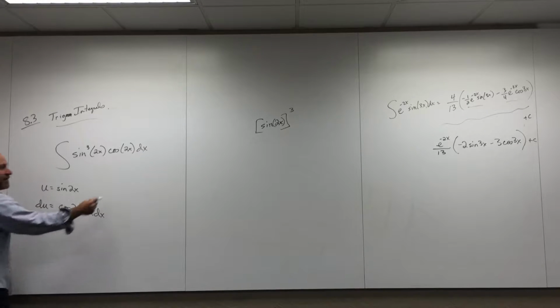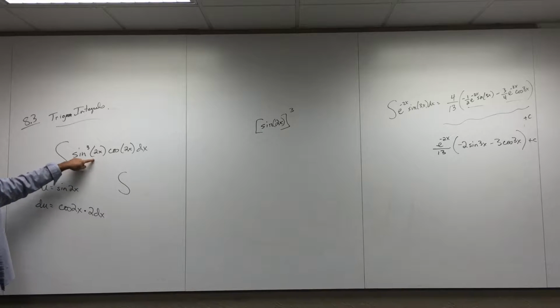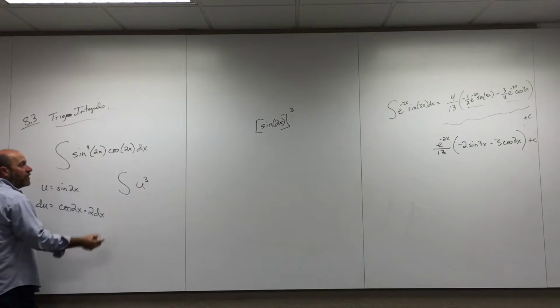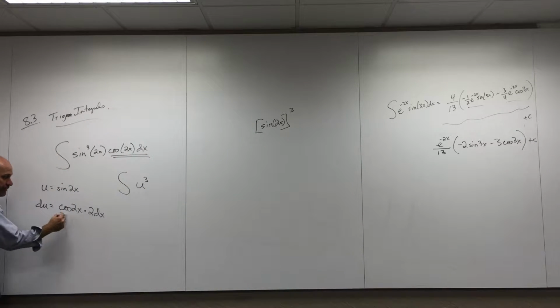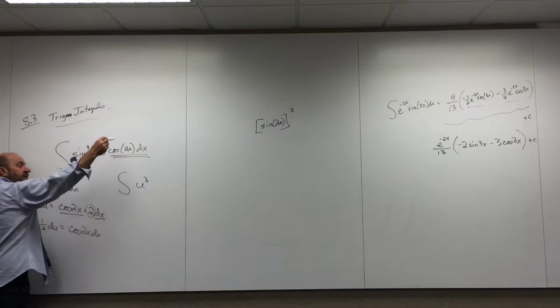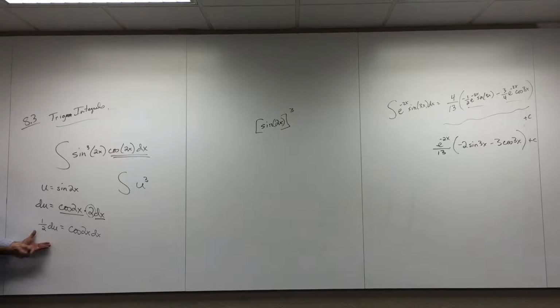I'm so happy. Here I go. When I replace this stuff, what is this? U cubed. Thank you. It's U cubed. Okay, what is all this extra stuff out here? Basically, it's my du, except for this extra 2 here. I need to deal with that. How do I deal with this extra 2? I like to move it over here and call it 1/2 du is equal to this cos 2x dx. So I am replacing the underlined cos 2x dx with 1/2 du. See, this is a replacement game.